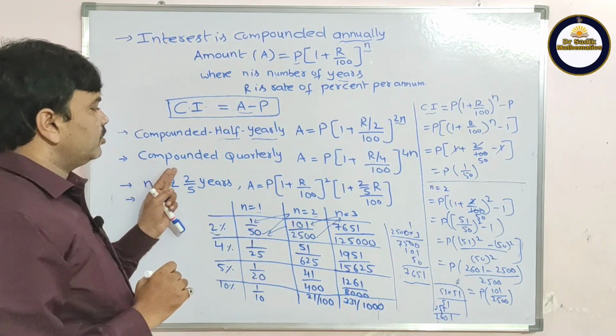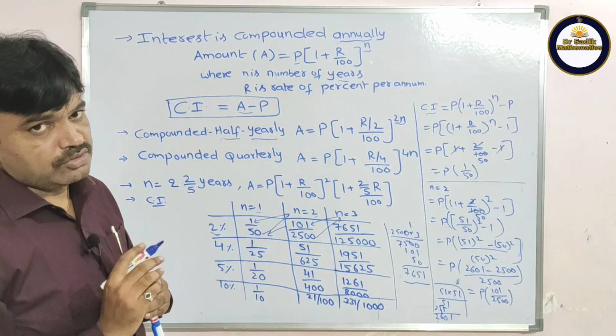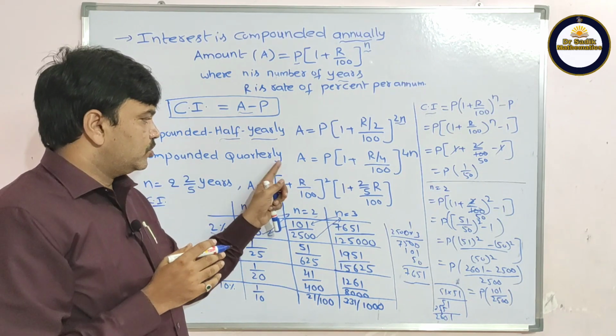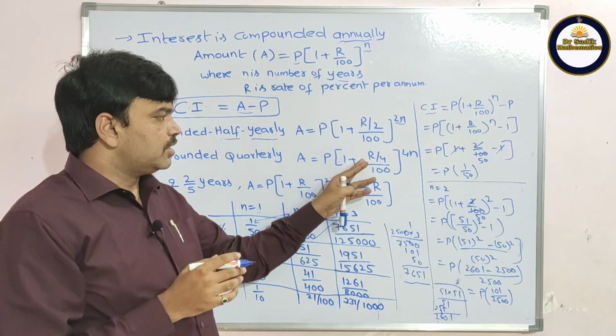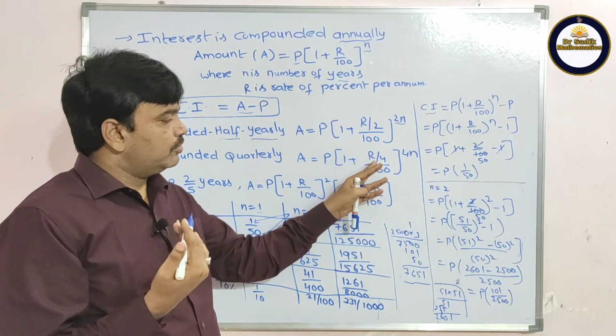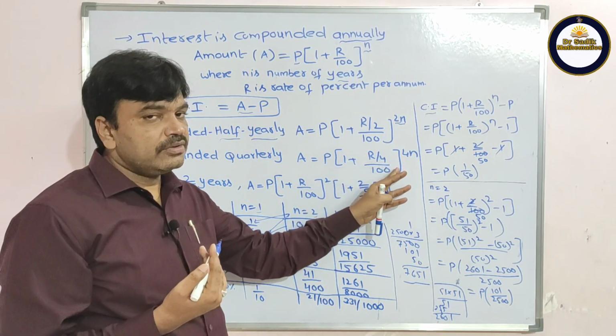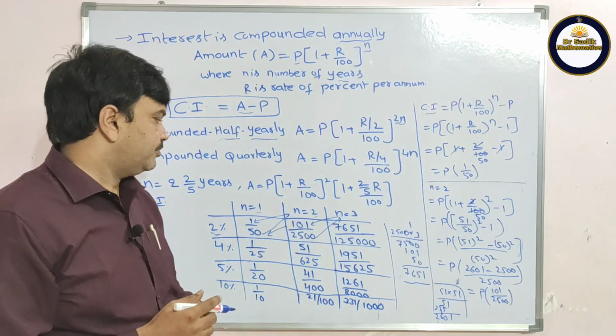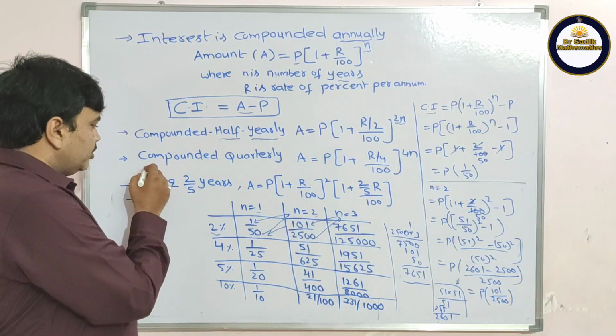And then compounded quarterly. Quarterly means you can guess, friends. So A is equal to P into (1 plus (R by 4) by 100) whole power 4n, friends. Quarterly means by 4, whole power 4n. Okay, up to here, friends.